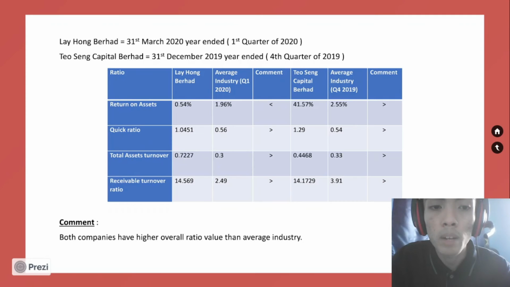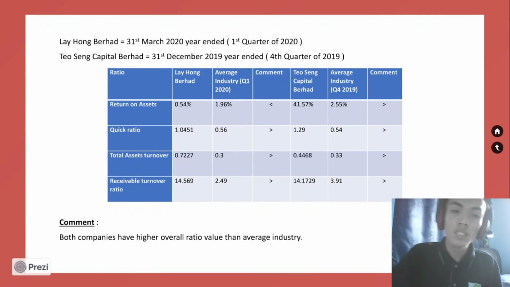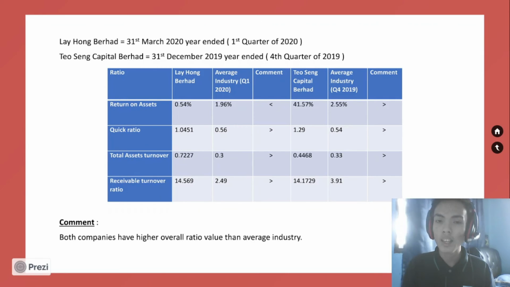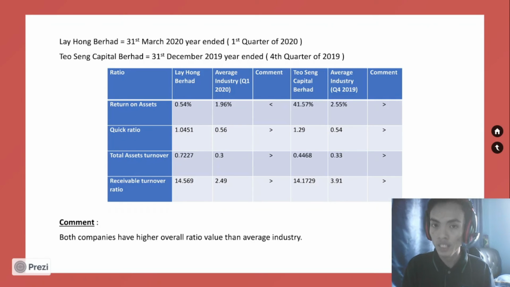So we go through one by one from the ratio. The first is return on asset. We can see that Le Hong Berhad has a poor performance compared to the industry average, while Teo Seng Capital Berhad has good performance rather than the industry average.